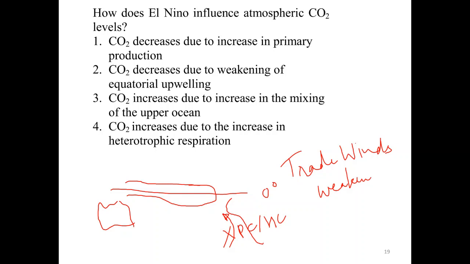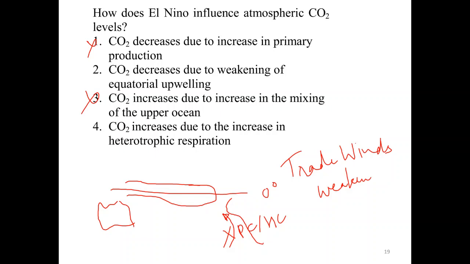No upwelling. So let us look at the options. CO2 decreases due to increase in primary production. Now tell me something. How can primary production increase when there are no nutrients? So the first option is wrong. What about the second option? CO2 decreases due to weakening of equatorial upwelling. It seems right. CO2 increases due to increase in the mixing of upper ocean. How can the upper ocean mix when the trade winds are weaker? So this is again wrong.